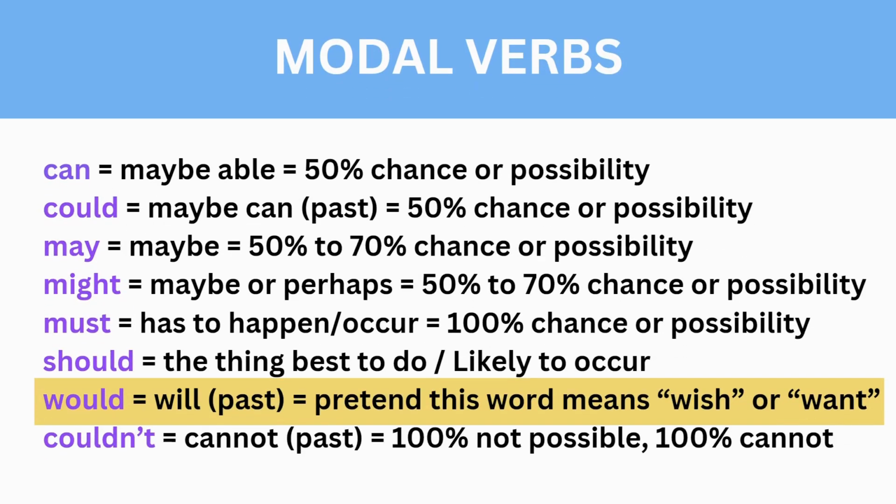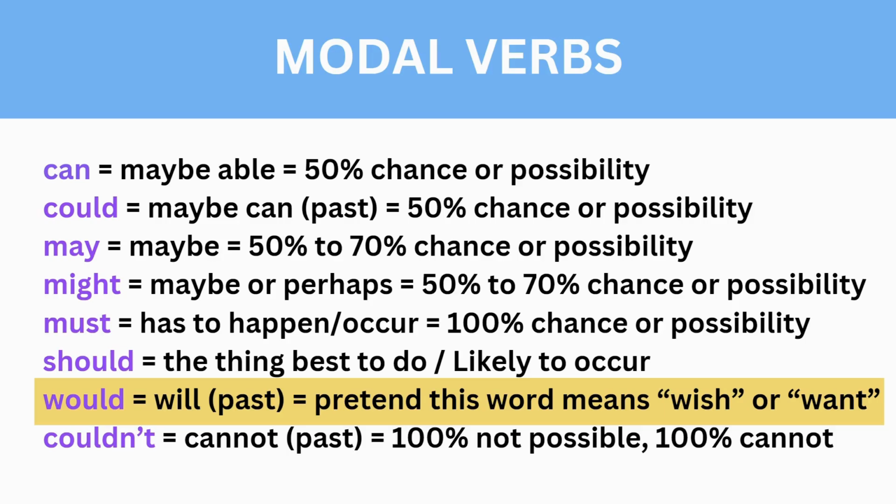Today we've been focusing on the modal verb would, but here are some more modal verbs, words that are used to discuss possibilities that we could also use with conditional statements and if statements. Those modal verbs are highlighted in purple. I'll read them now. Can, could, may, might, must, should, would, and couldn't.